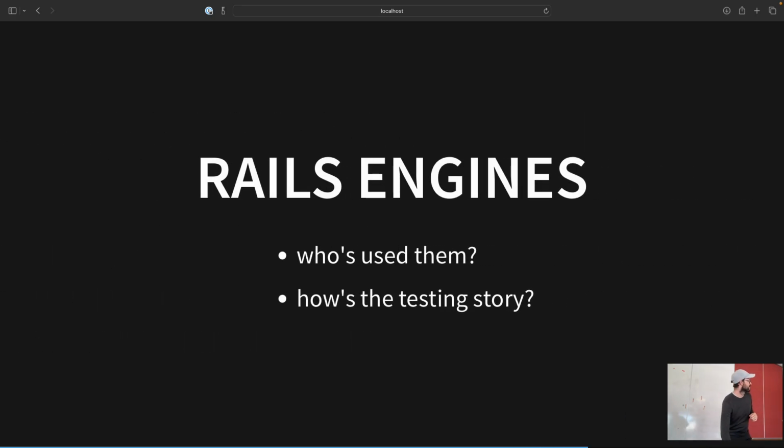And so, one option is Rails engines. Has anyone used them in the room? Would you use them again? Maybe. I got sucked into the concept. Okay. Rails has a solution that's native.